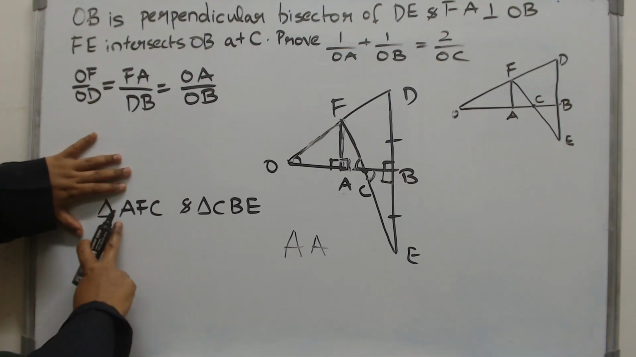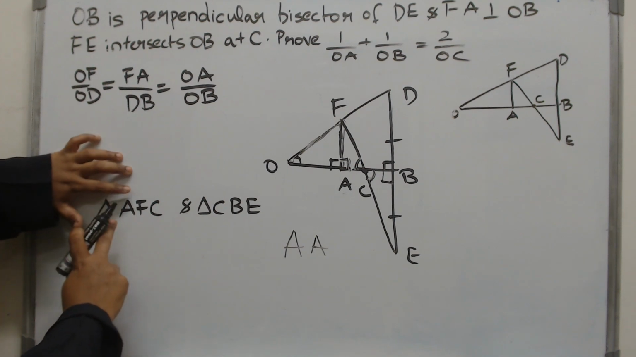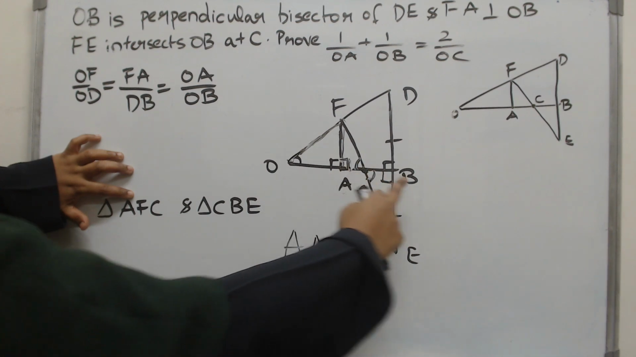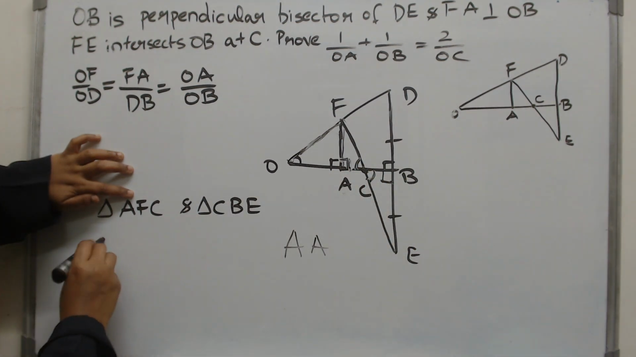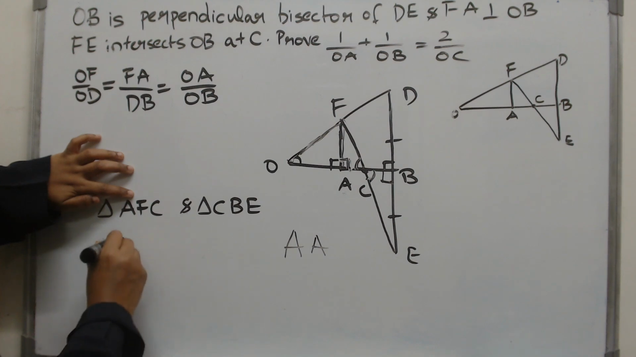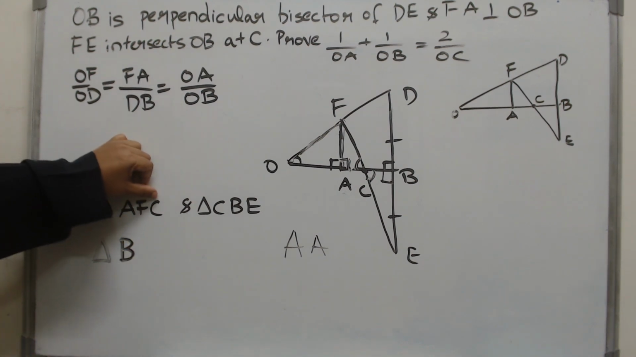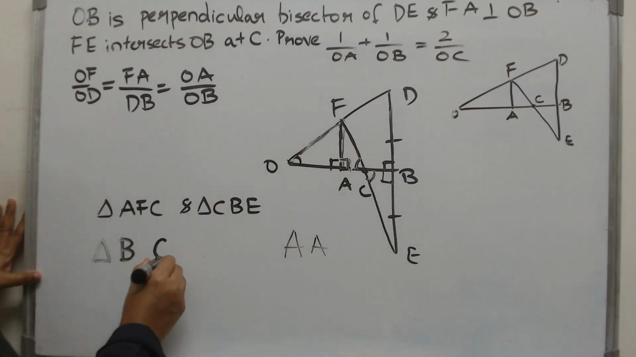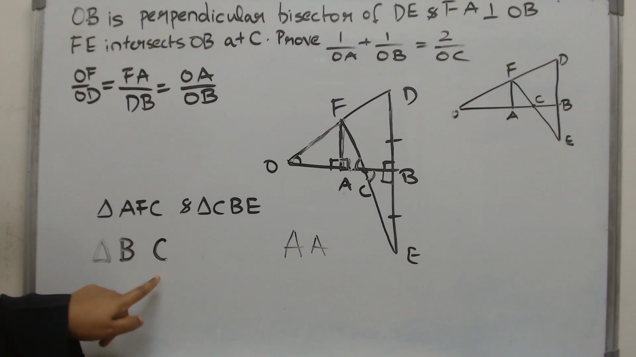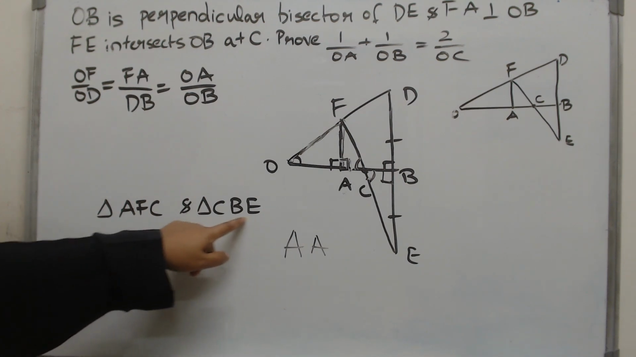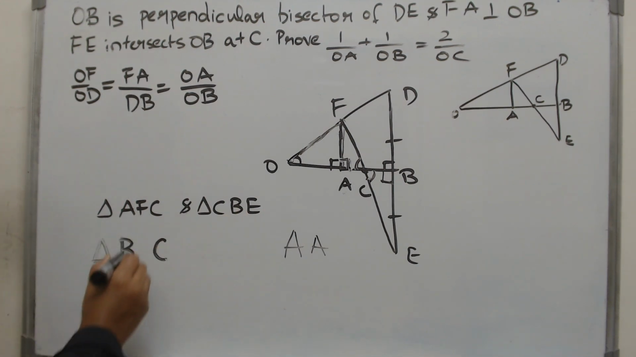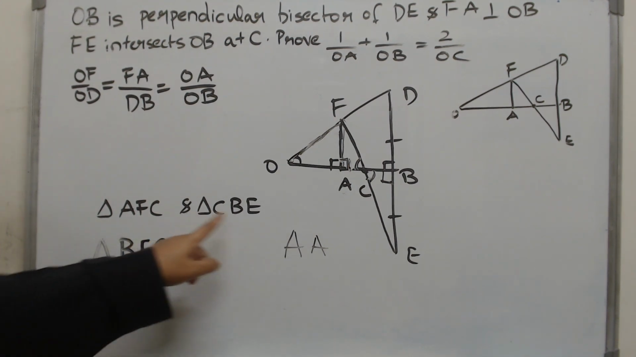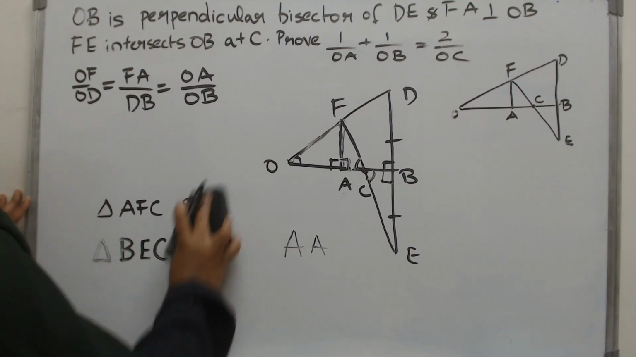Now how will you write the similarity of these two triangles? In this triangle AFC, the right angle is here at A, here the right angle is at B. So wherever you see A, you write B. Again here a C, here a C, vertically opposite angles. So where you see C here, in the same place put C here. And what is the only vertex that is missing? Put that. So this is how your similarity looks. It is not CBE, it is actually BEC.